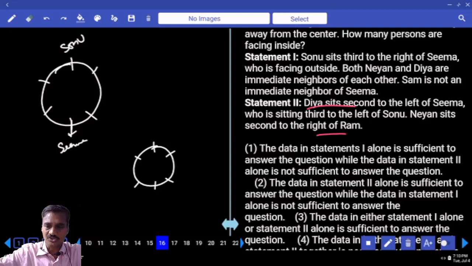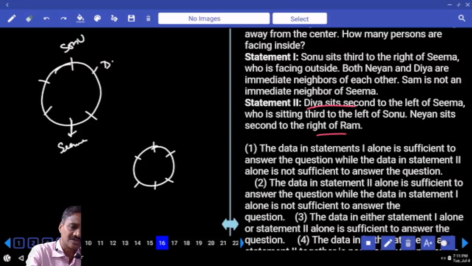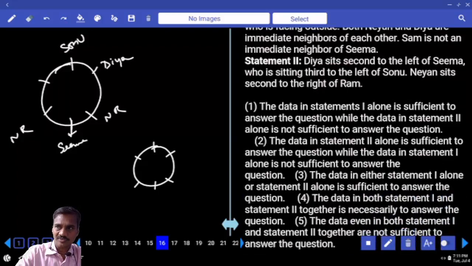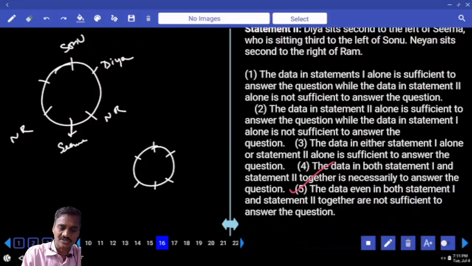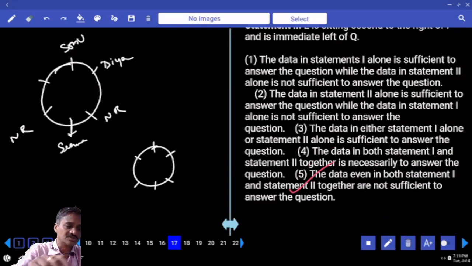Then by combining these two, Diya sits second to the left of Seema. Diya is here. Seema is sitting third to the left of Sonu. Nayan sits second to the right of Ramu. Now here also the directions of these persons, Nayan and Ramu, can be in any order. Again, we cannot identify the directions in which they are placed. So by combining these two also we cannot determine, choice 5, question number 16.